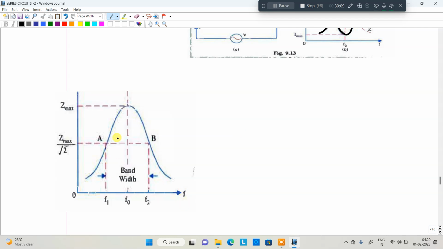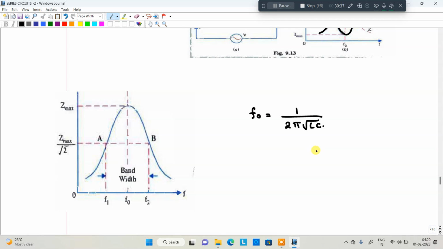So the impedance diagram, this is the impedance. The half power frequency is nothing but 1 by root 2 times Z maximum. You will get the half power frequency. The bandwidth will be the upper cutoff frequency minus the lower cutoff frequency, f2 minus f1. F naught is equal to 1 by 2 pi root LC. The formula is the same for both parallel resonance and series resonance. We are neglecting some parameters.